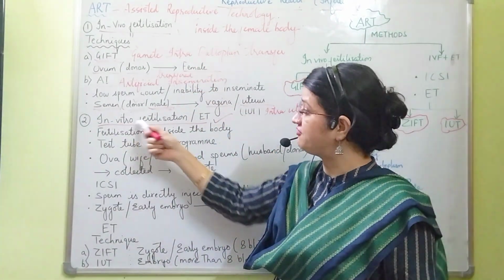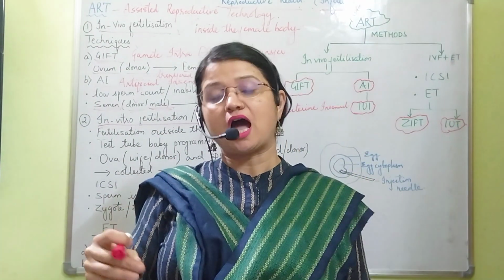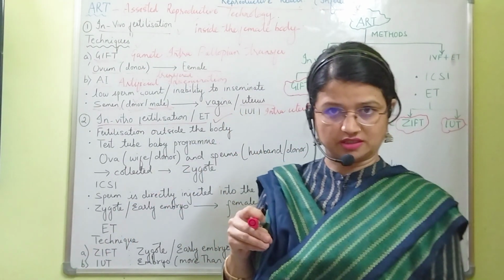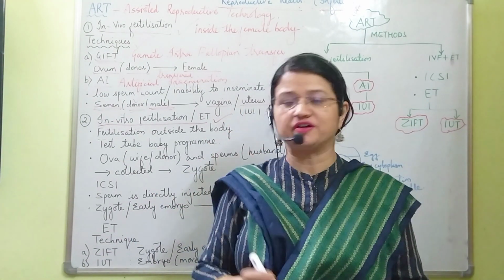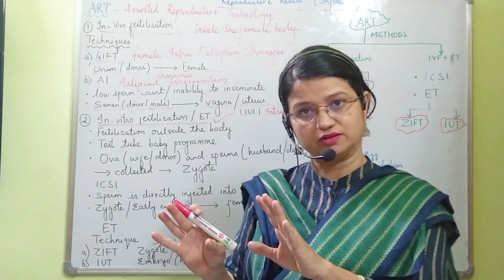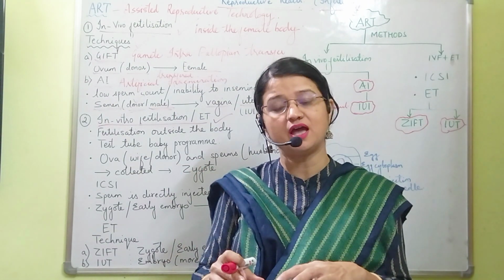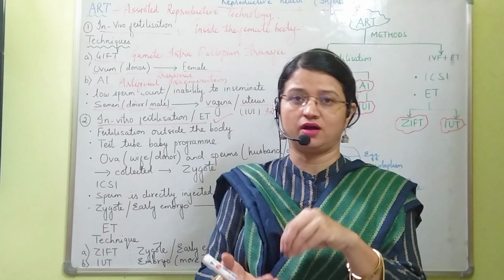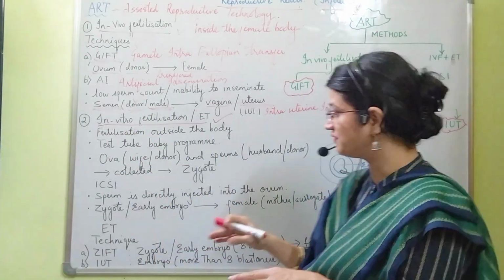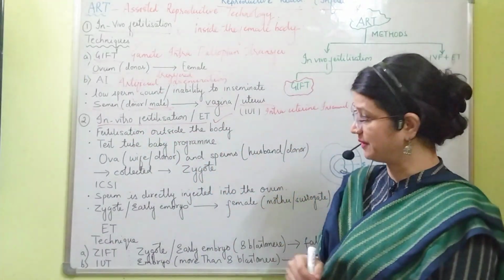Now the second is in vitro fertilization. When the fertilization is taking place outside the female body, it is called in vitro fertilization. When we perform in vitro fertilization, what happens? It is followed by embryo transfer. First we have to perform fertilization outside the body, and then that early embryo will be transferred into the female body.